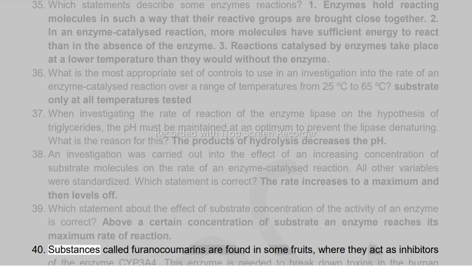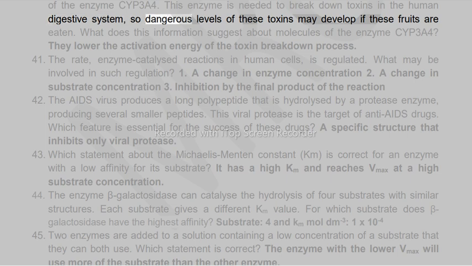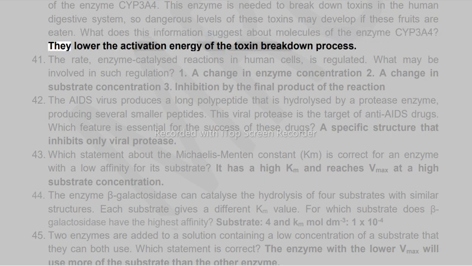40. Substances called furanocoumarins are found in some fruits, where they act as inhibitors of the enzyme CYP3A4. This enzyme is needed to break down toxins in the human digestive system, so dangerous levels of these toxins may develop if these fruits are eaten. What does this information suggest about molecules of the enzyme CYP3A4? They lower the activation energy of the toxin breakdown process.